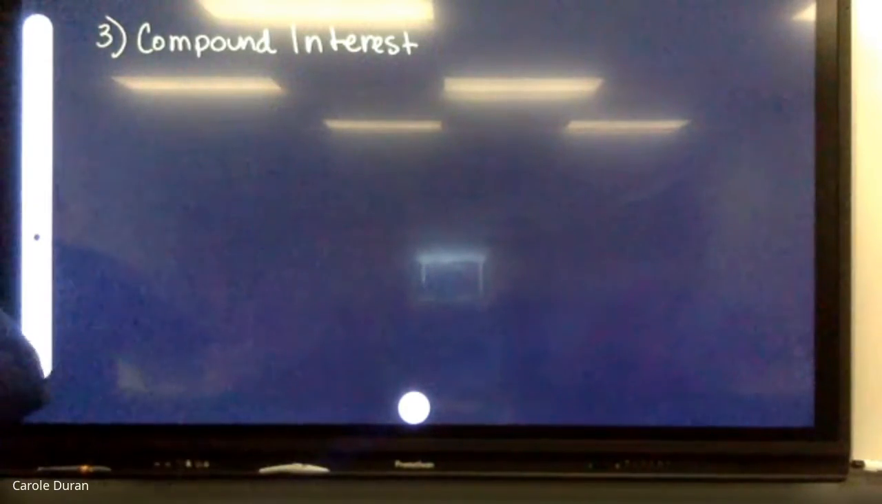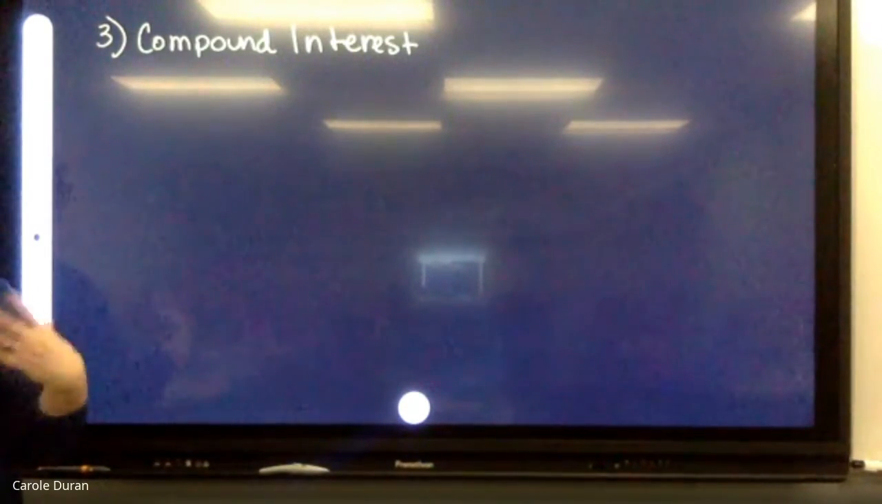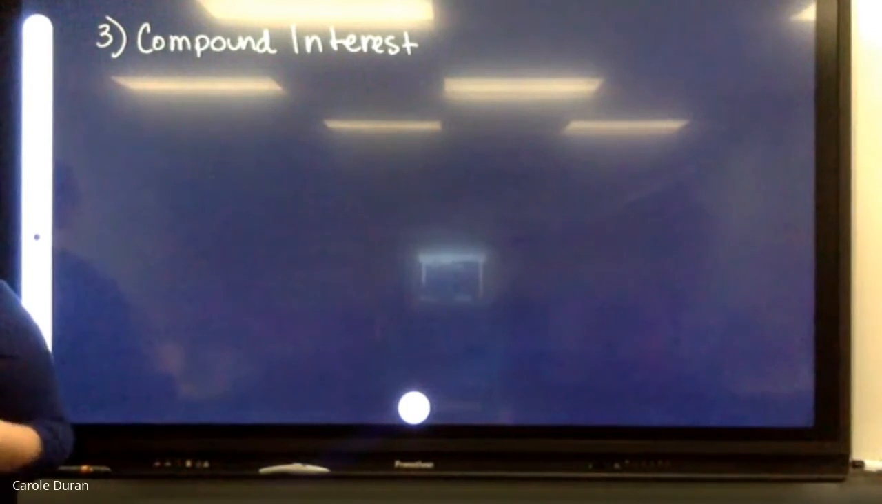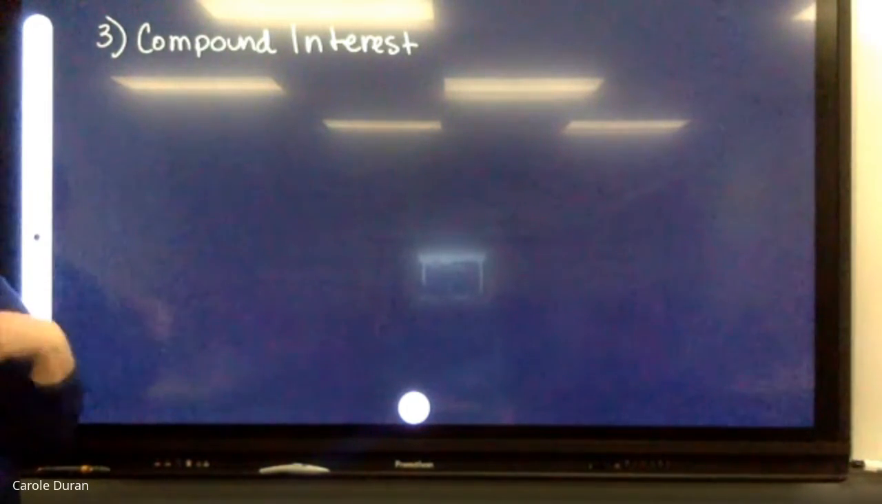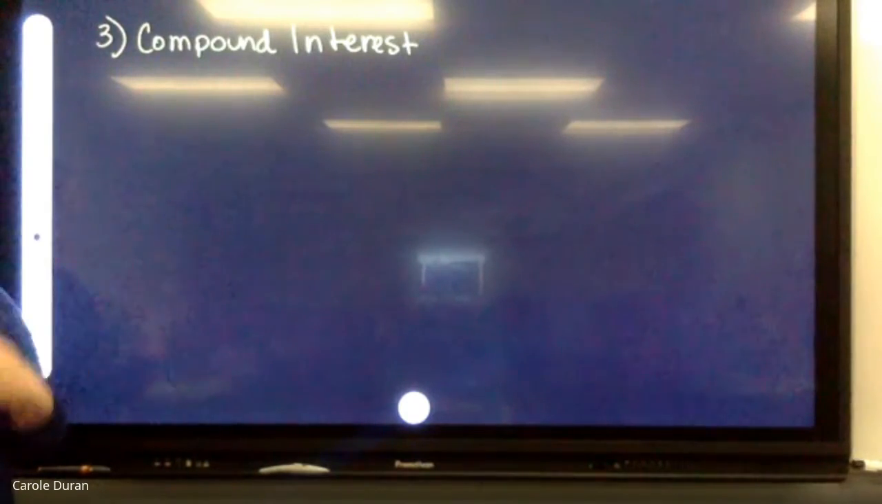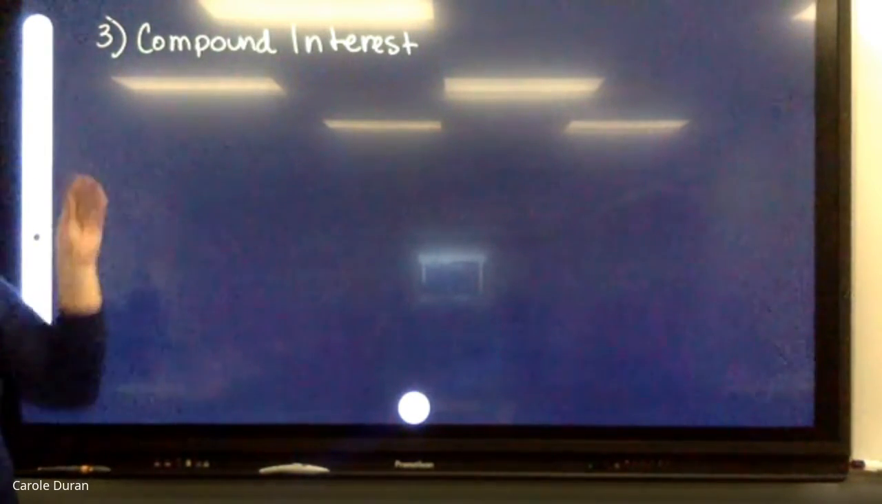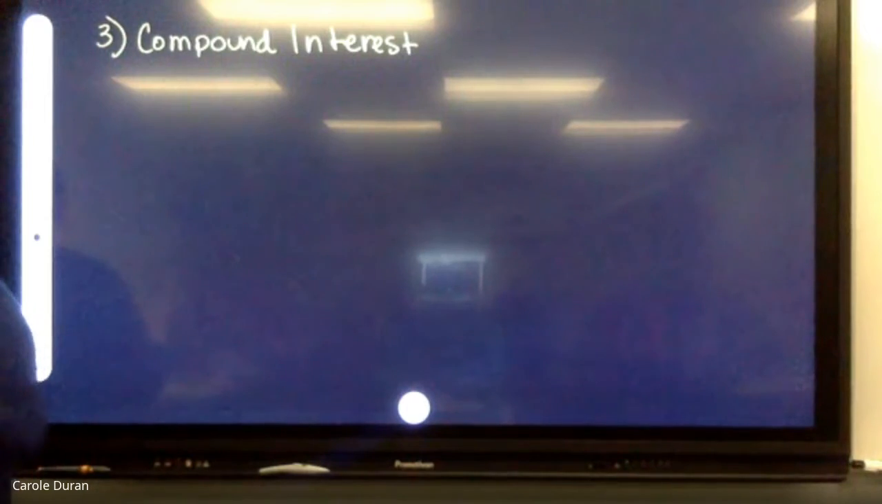I would like to note that just because we're talking about money doesn't mean it's always going to be a growth model. There are times where the value could decay or reduce over time, in which case it would be a decay model, okay? That's not just a growth model, it's just how we most often see it.